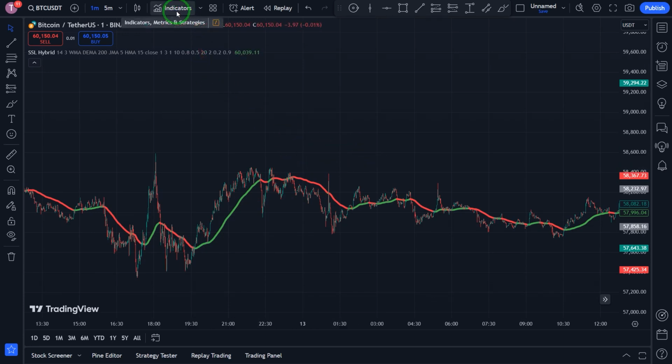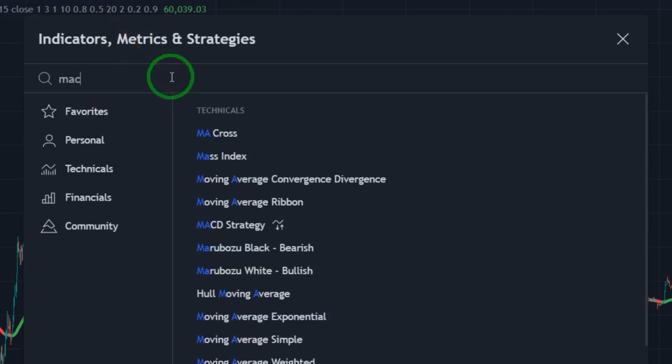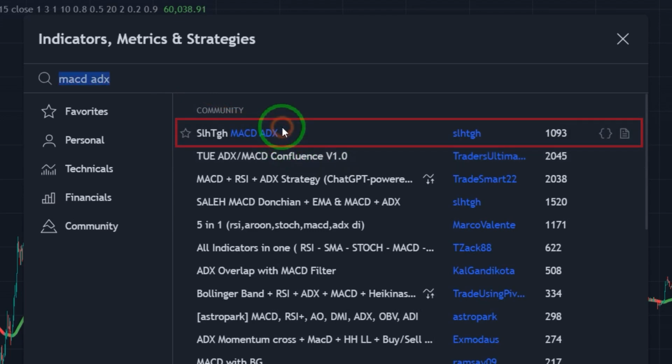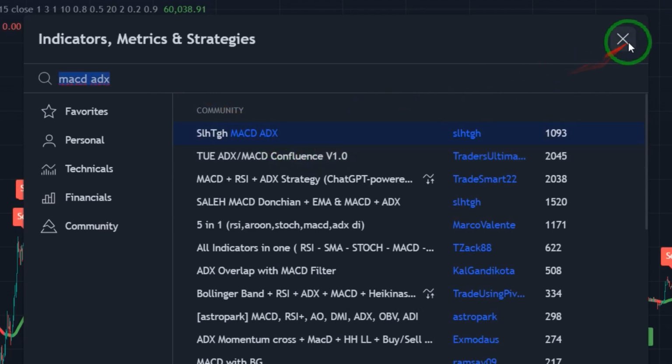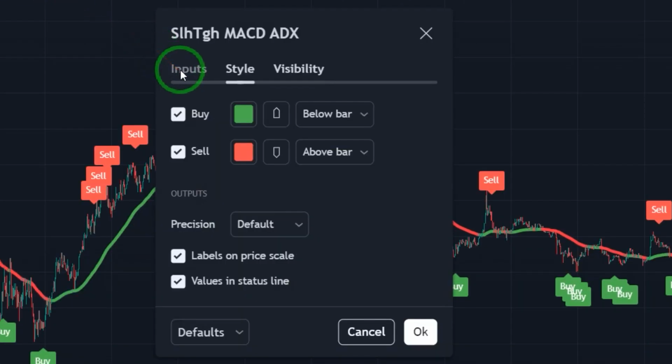For this purpose, we need to go back to the Indicators tab and type MACD ADX in the search box. Once you find it, click on it to add it to your chart. Now we need to make some changes to it. For this, we enter its settings and make the changes you see.